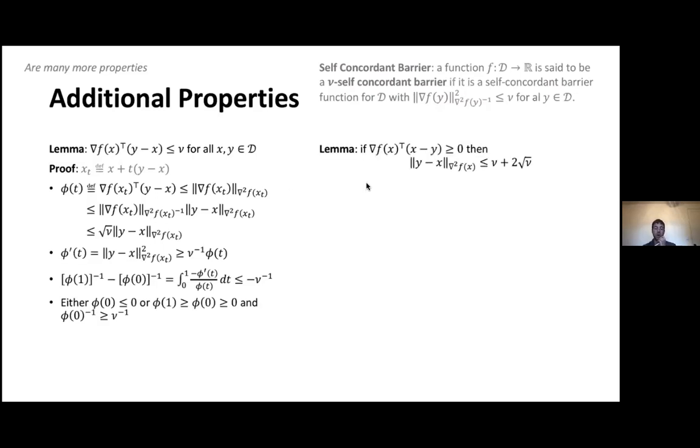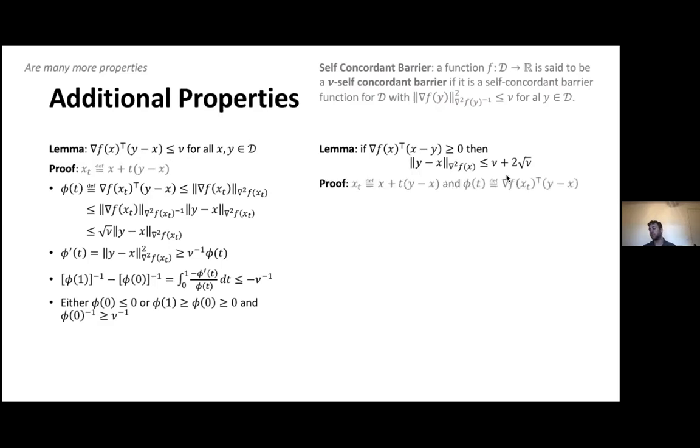Similarly, the other lemma that I want to give about self-concordance is the following. The first lemma says that you can upper bound the inner product of the gradient and the difference between any two points in the domain of the function by nu, so it's not too large. The second lemma says, switching x and y, that if we have a bound on the inner product of the gradient at x and x minus y, which would be a better bound, then you can bound the difference y minus x in the Hessian norm.